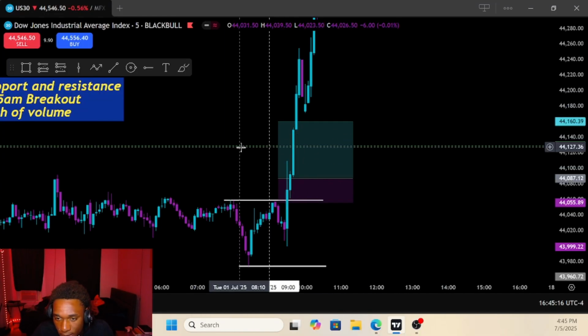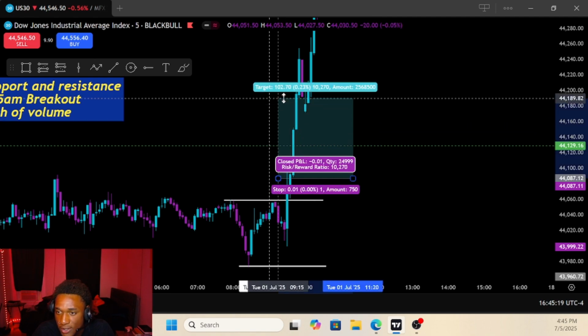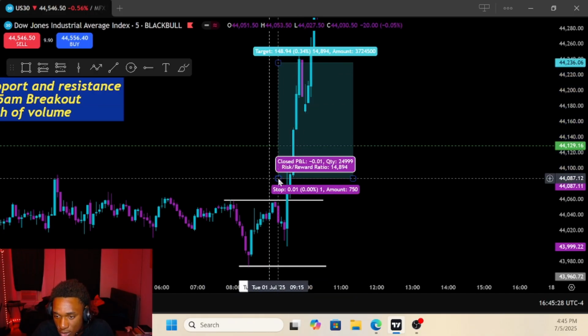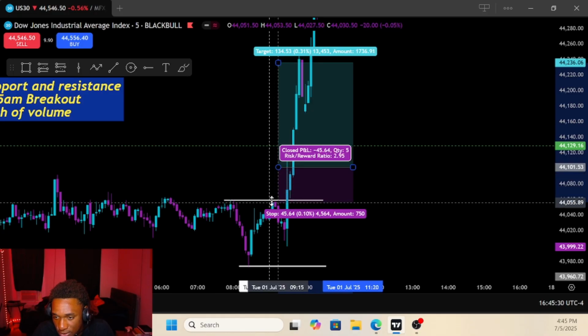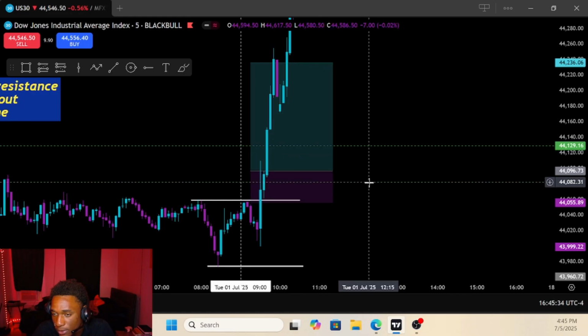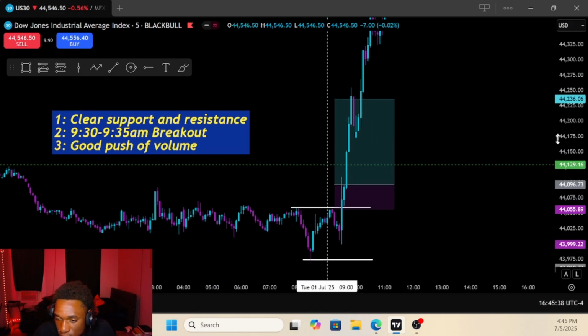I wouldn't have got out right here. I would have probably just gone break even, you know what I'm saying, and then just held it until it starts pulling back. So realistically, I probably would have hopped out right around here when this purple candle came in. In that case, we would have probably caught a 1 to 4 R, just about 1 to 3, 1 to 4.